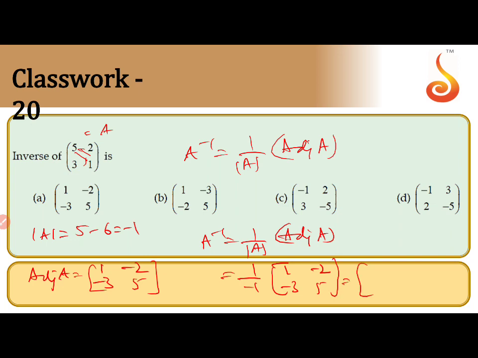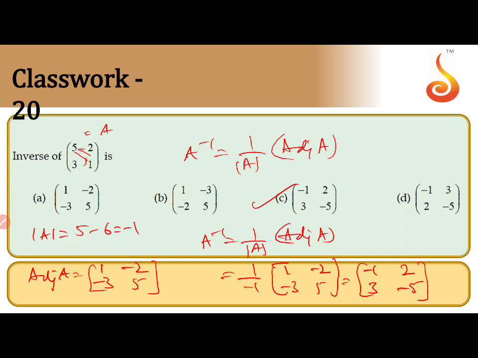If you multiply with this, what comes? Minus 1, plus 2, plus 3 and minus 5. Which option is matching with this one? Minus 1, 2, 3 and minus 5. Option C is matching. Clear now? Minus 1, 2, 3, minus 5. Option C is matching with this one.